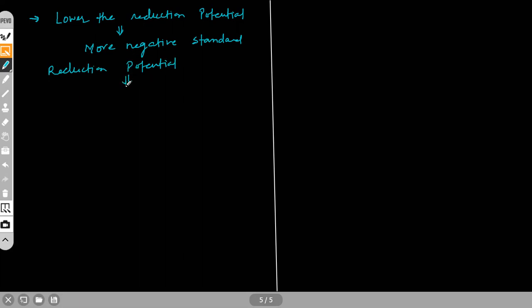More will be the stability of the ion, or whatever oxidation state we have. It is actually the same thing as the electrochemical series we have done in electrode chemistry. Remember that?